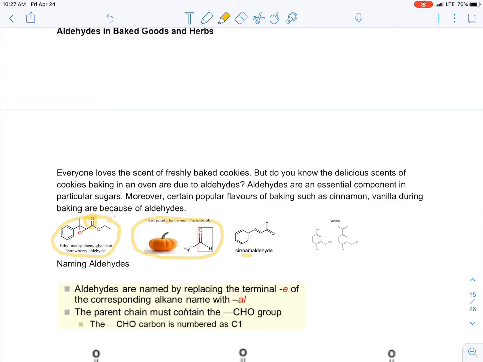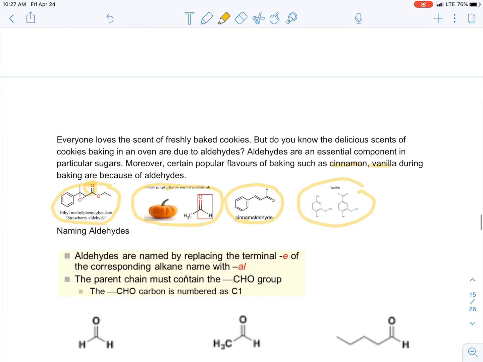Oh, cinnamon aldehyde. Cinnamon, right? Cinnamon aldehyde right there. And then vanillin is the stuff that is in the smell of vanilla. So those things are all really sweet smells. And I think you kind of get the gist of what it is. So cinnamon, vanilla, and those kind of things, they all kind of evaporate out when you cook and you can smell them. They smell so good. All right.